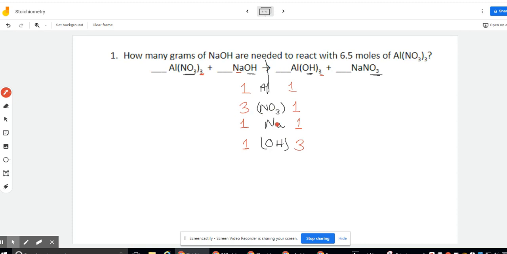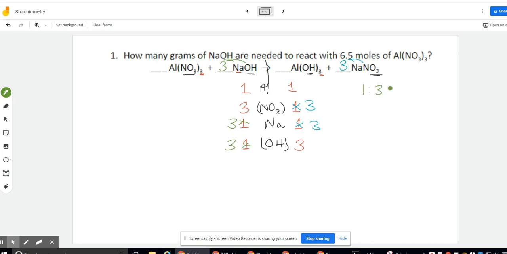So looking here, I'm going to go ahead and fix this nitrate thing. I see that I have 3 over here, but I only have 1 on this side. So I'm going to add in a 3 in front of this last one. We're going to recount. So now I have 3 sodiums and 3 nitrates. Go back to this side. I notice that now my sodium is in balance, so I'm going to add in a 3 in front of the sodium hydroxide. Do a quick recount. I now have 3 of my sodium and 3 of my hydroxide. Everything is balanced. So we have a 1 to 3 to 1 to 3 mole ratio.